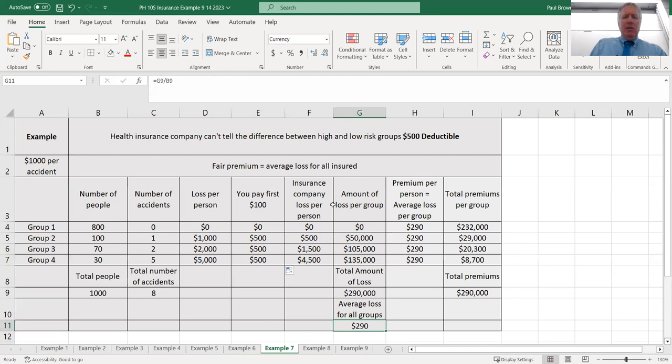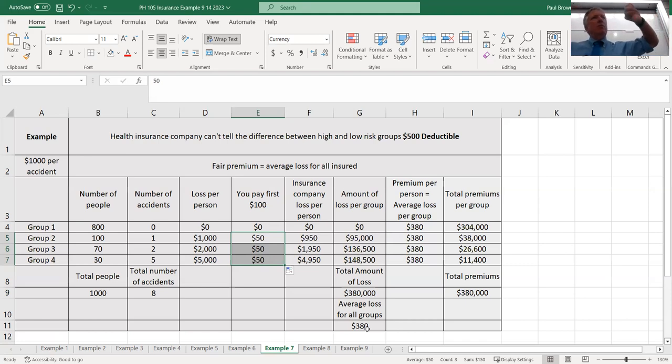So when I increase the deductible, what happens to the premium? Does it go up or down? If the deductible goes up, does the premium go up or down? Premium goes down, right? So if we change this to a $1,000 deductible, then the premium goes down to 190, because basically people are paying more and the insurance company is paying less. On the other hand, if it's a $100 or $50 deductible, now the insurance company is paying more, and so now the premiums go up. Got it? So deductible goes up, premiums go down. Deductible goes down, premium goes up.